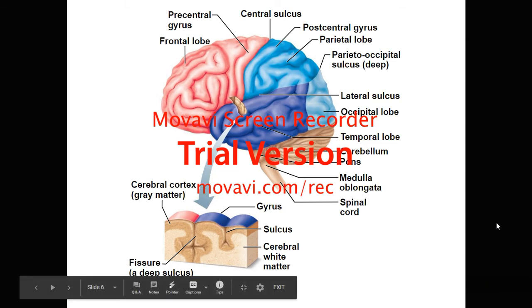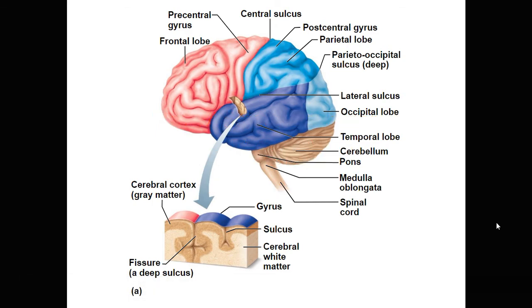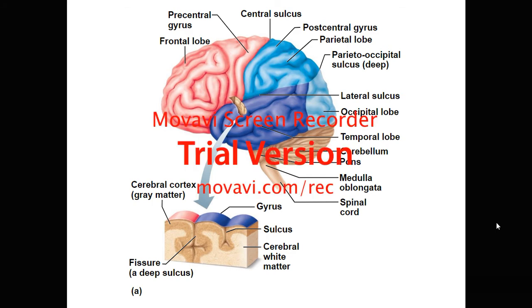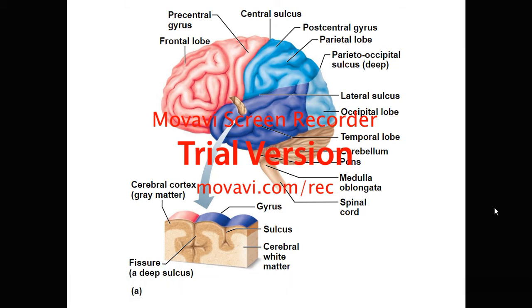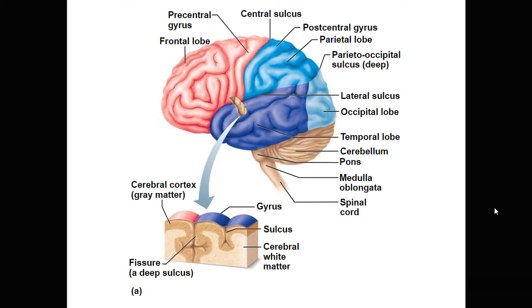The structure in the temporal lobe that's responsible for a lot of forming memories and learning emotions is the hippocampus. The hippocampus is closer to the midline of the brain. You can't see it from this diagram, but it's located in the medial part of the temporal lobe, and it's important for forming memories, learning, and emotions.